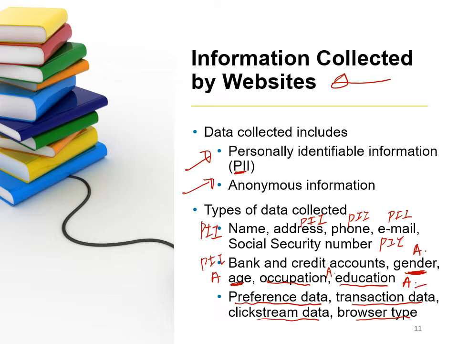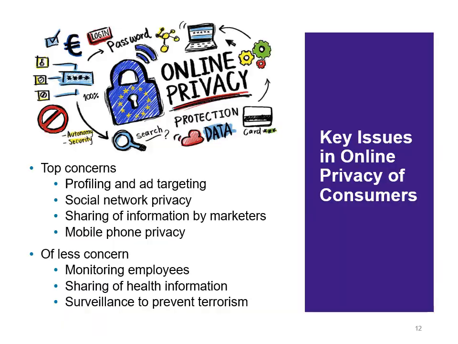If transaction data comes with the consumer's name and everything, it could be PII. Or otherwise, it could be anonymous. Clickstreams, it could be either. So these could be PII and or anonymous. Browser type is anonymous: if you let me know Internet Explorer, I don't know who you are. So these are some of the data we collect. Some are actually PII, some could be anonymous.